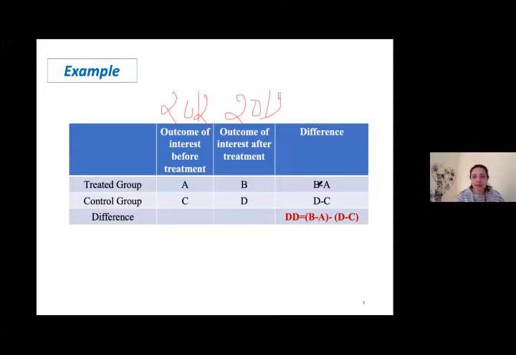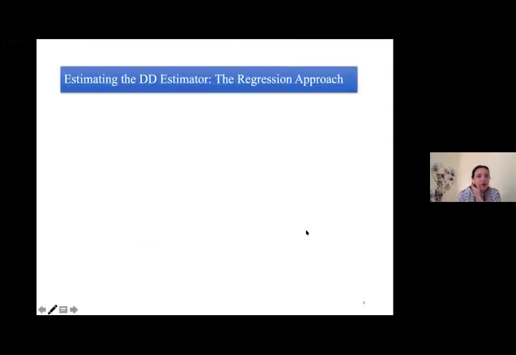The first difference is B minus A, the difference in outcome for the treated group. And the second difference is the difference in outcomes of the control group. Then I will calculate the difference between these two differences. And this will give me the DD, the estimate of the impact of the treatment on the outcome of interest, which is supposed to be unbiased because we controlled for the unobserved time-invariant characteristics and the observed characteristics at the same time.